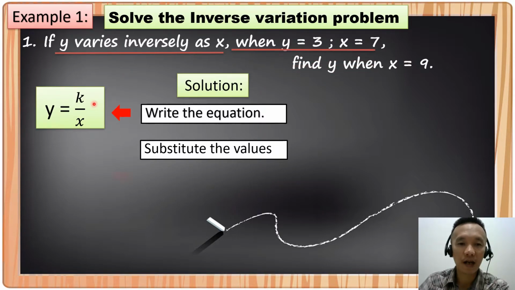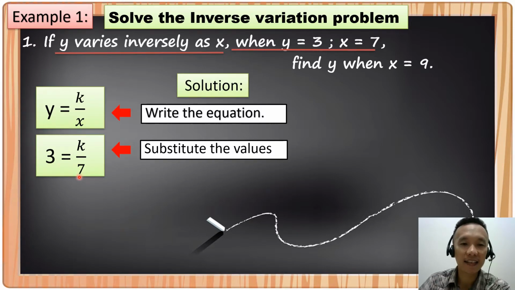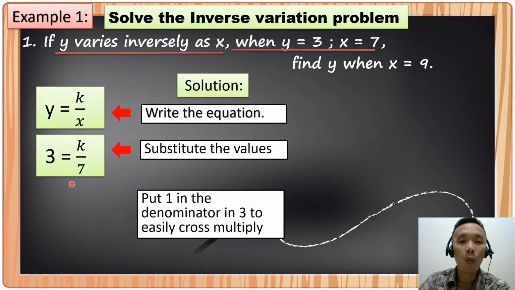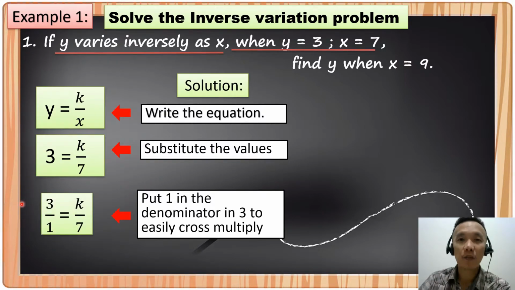So that will become 3 for y and 7 for our x. Then we are going to put 1 in the denominator of 3 so that we can easily apply the cross multiplication, so that we can have a fraction here and a fraction on the opposite side.